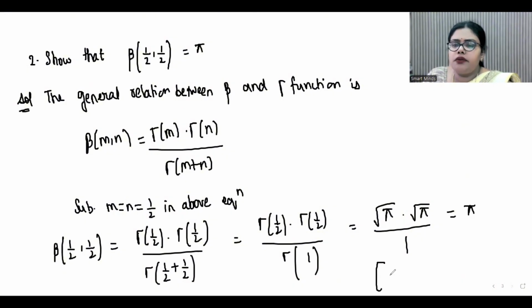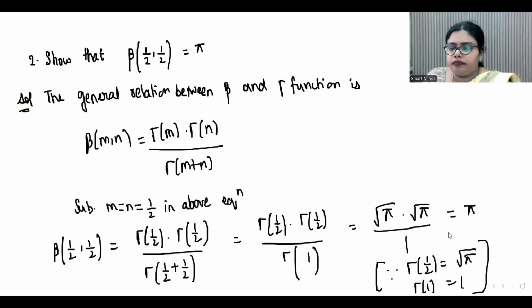What formulas did I use here? Gamma of 1 by 2 is equal to root pi and gamma of 1 is equal to 1. So finally, we proved it. So you can write hence proved.